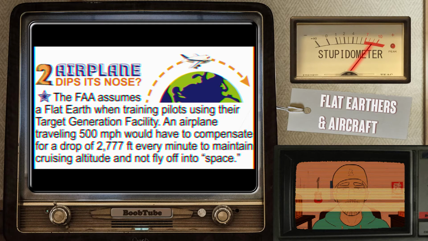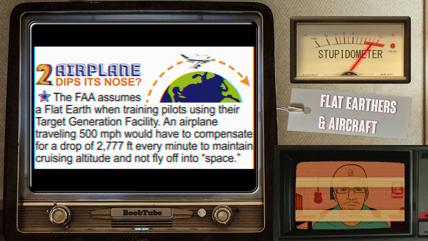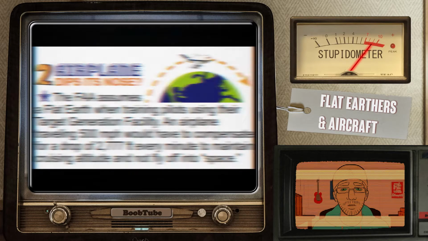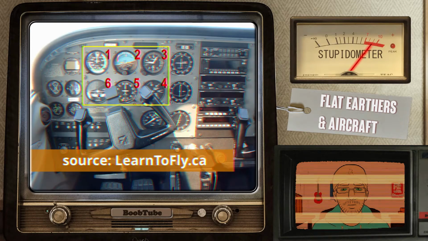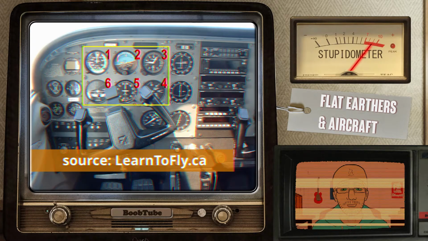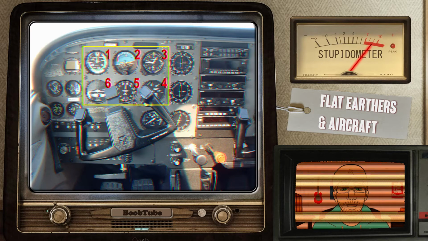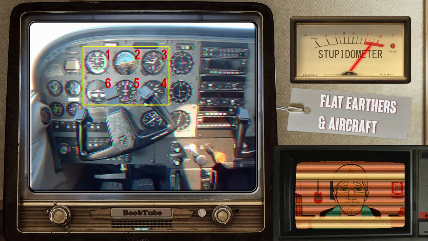How about while we are debunking this claim, we also have a quick crash course on flight instruments. Is it necessary? Well, not really, it's fun, and some of the instruments would help explain what really happens. Let's look at this lovely image from learntofly.ca. It's a Cessna 172 instrument panel with a lovely box showing the most important data panels.